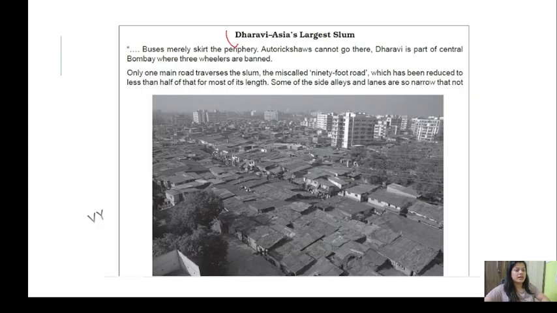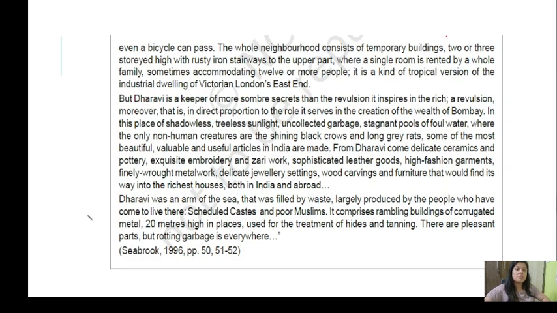Okay, now Dharavi, Asia's largest slum. Buses merely skirt the periphery. Auto rickshaws cannot go there. Dharavi is a part of central Bombay where three-wheelers are banned. Only one main road traverses the slum, the miscalled 90-foot road, which has been reduced to less than half of that for most of its length. Some of the side alleys and lanes are so narrow that not even a bicycle can pass.